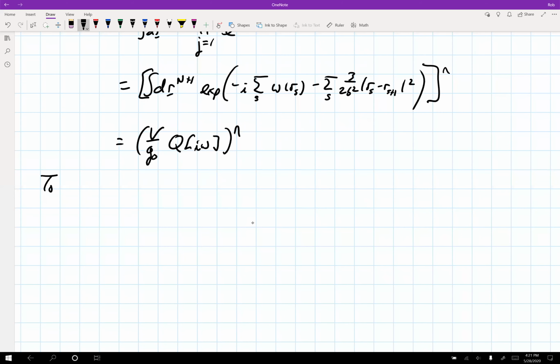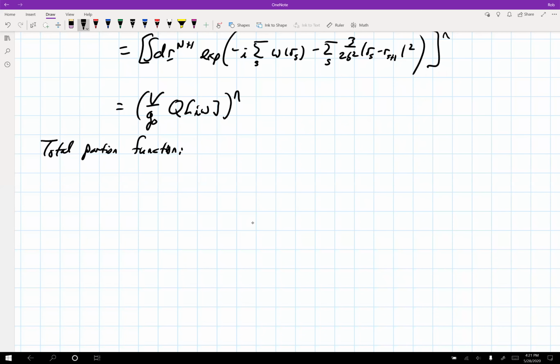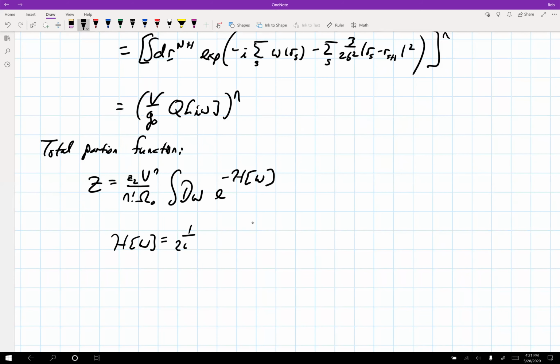And so our total partition function, once we plug this in, we write in terms of an effective Hamiltonian like we did before for the simple fluid. I'm going to collect a bunch of stuff into just some prefactor little z, call it z2, b to the n factorial omega 0, functional integral over the fields, e to the minus Hamiltonian, and H of w is 1 over 2 u0 integral dr w of r squared minus n log q of iw.